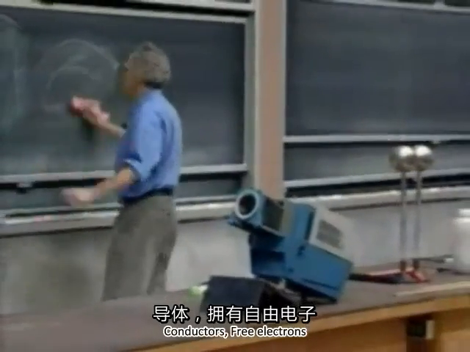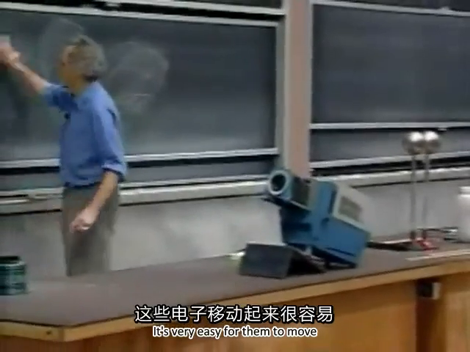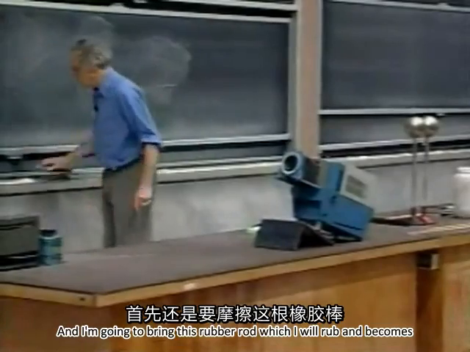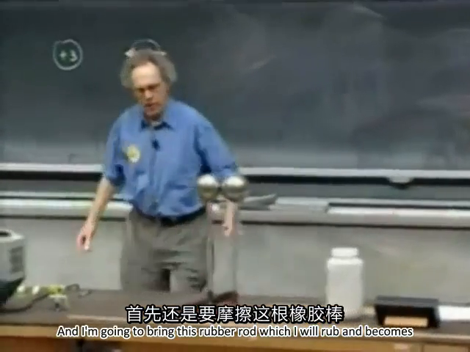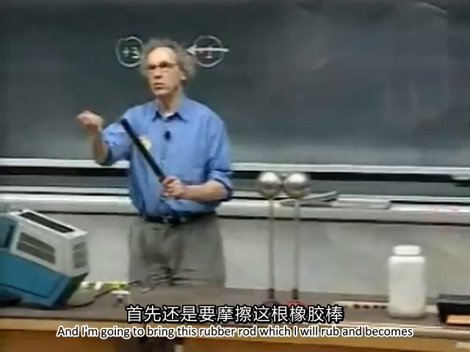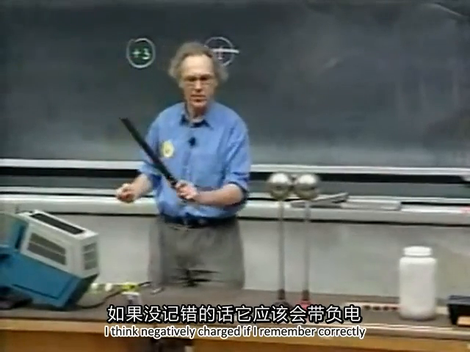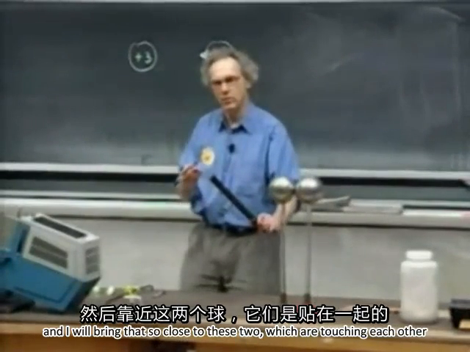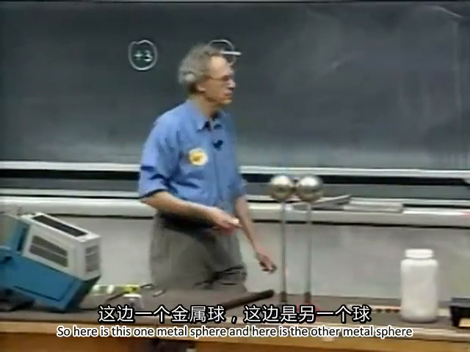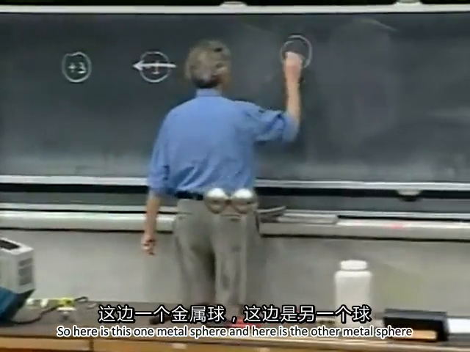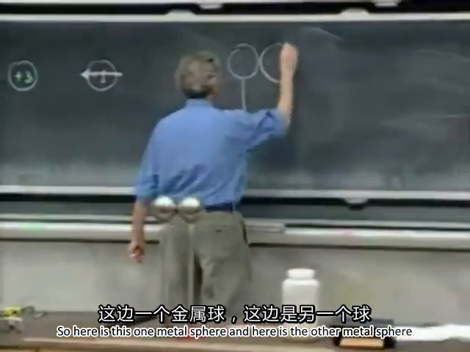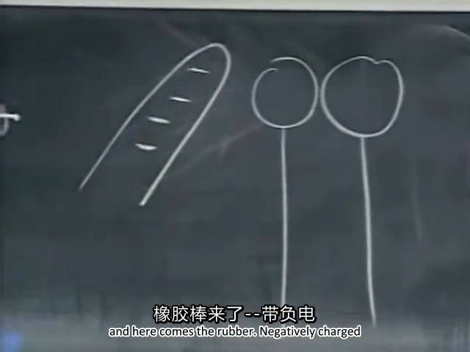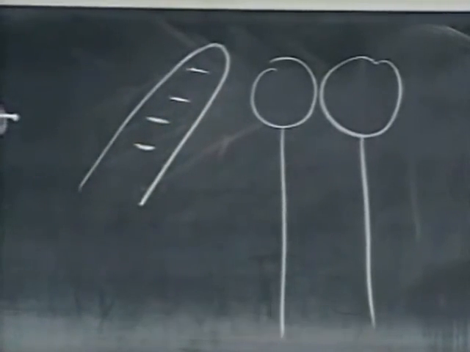Conductors, free electrons, it's very easy for them to move. And I'm going to bring this rubber rod, which I will rub and becomes, I think, negatively charged, if I remember correctly, and I will bring that close to these two metal spheres, which are touching each other. Here comes the rubber, negatively charged.